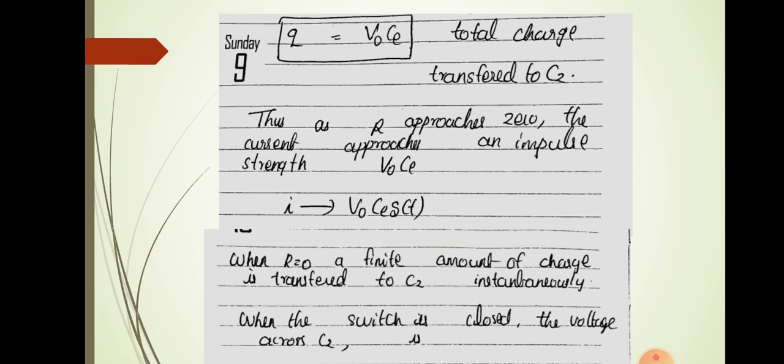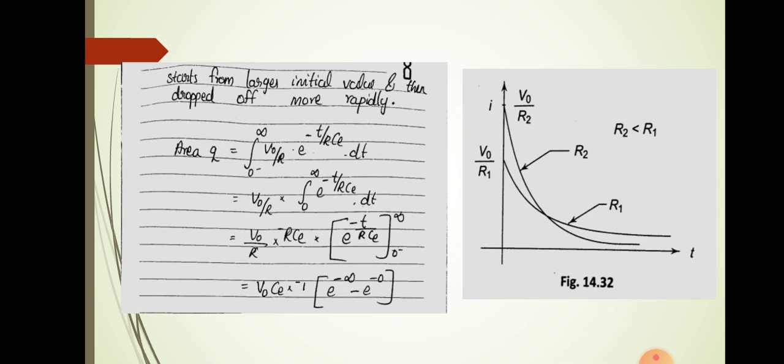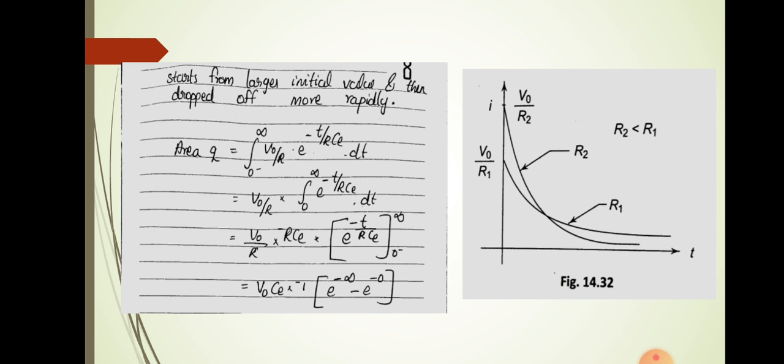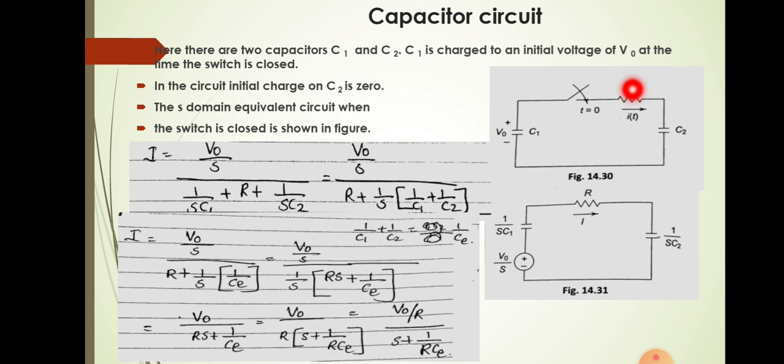When the switch is closed, we can find the voltage across C2 as V2 equal to V0 into C1 by C1 plus C2. You can see this is the circuit, where C1 is connected to C2. When R is equal to 0, that means when this resistance is equal to 0, the current will be in the form of an impulse function. So the current equation will be V0 into C into delta of t, that impulse function.